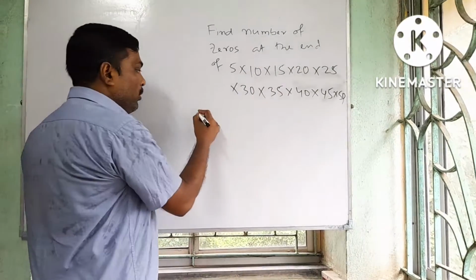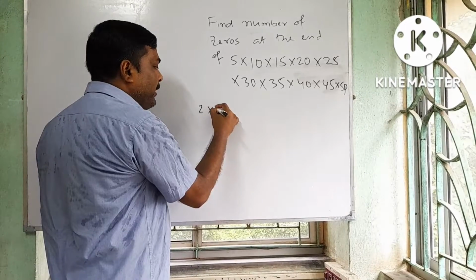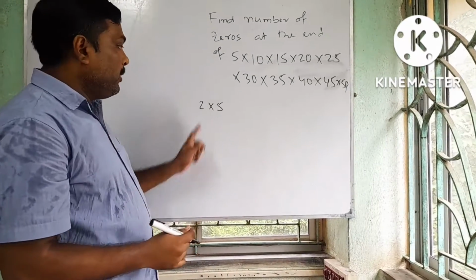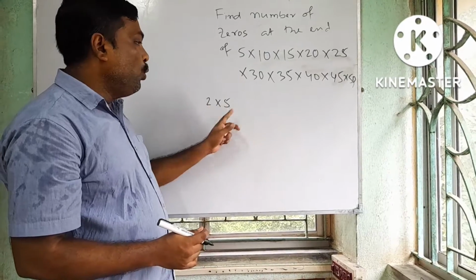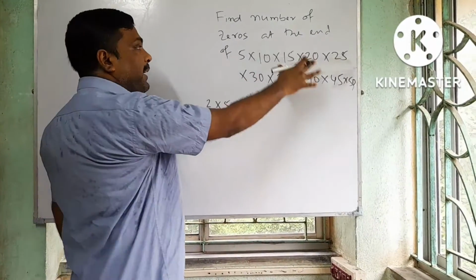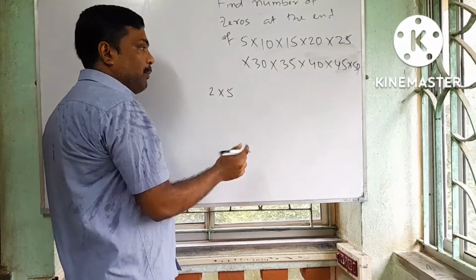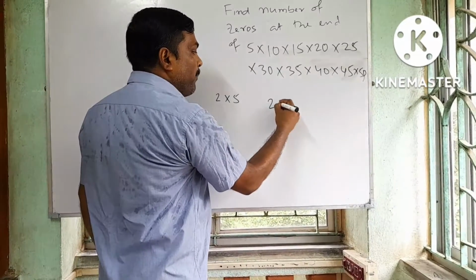Okay, see, we will get 0 when we multiply 2 and 5. We get 0 only from this multiplication of 2 and 5. So first we find the number of 2's here, then the number of 5's. Okay, see, the number of 2's.